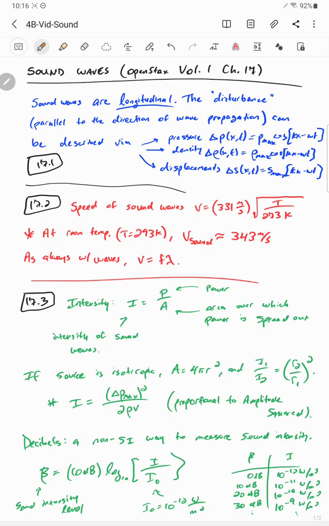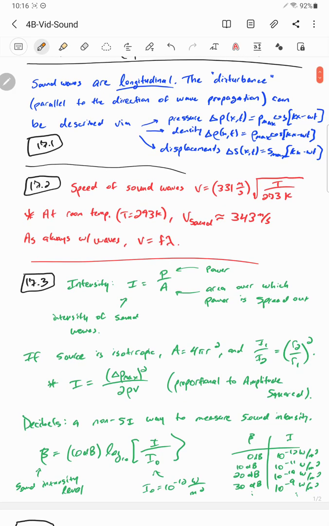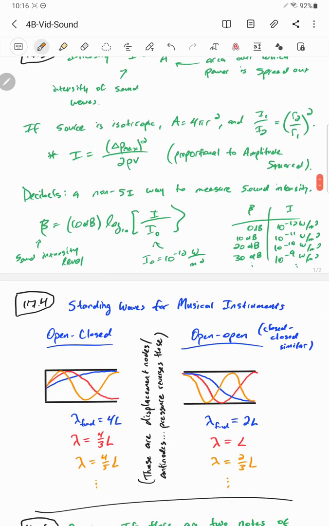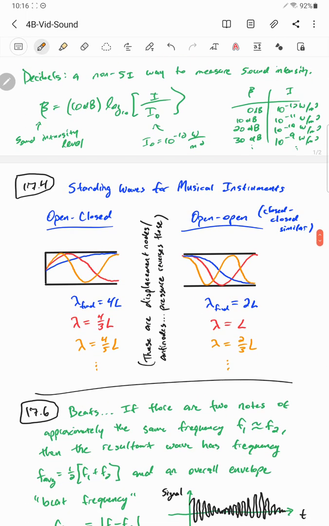All right, in this video we'll be going over the chapter on sound waves. So there's several small sections. First introducing sound waves, talking about power and intensity and the decibel scale. Then talking about standing waves.